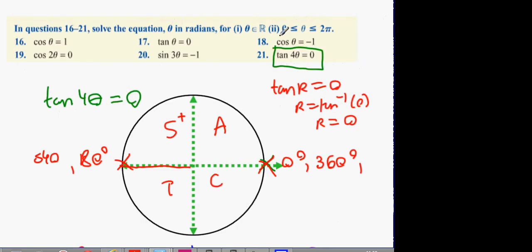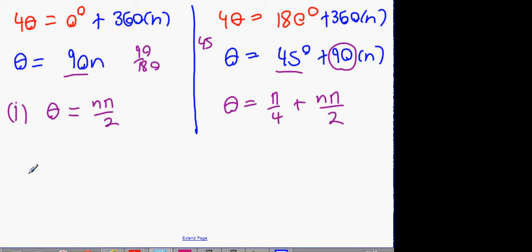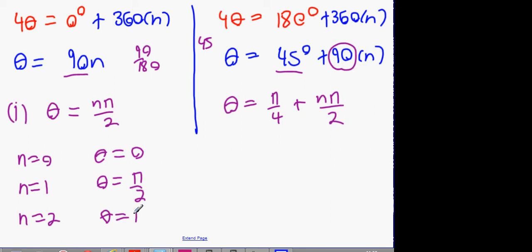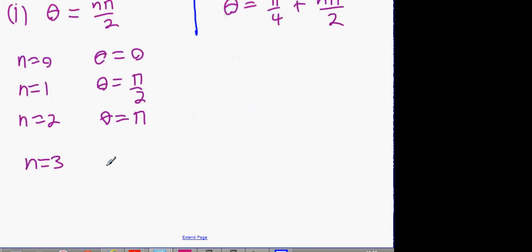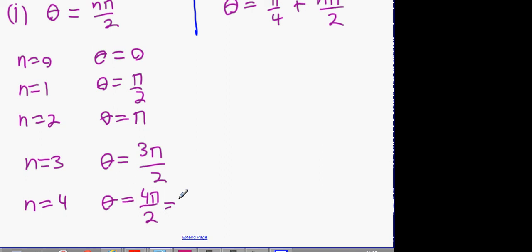Now guys, it wants me to find out how many angles are in between 0 and 2 pi. So let's begin. N equals 0, theta equals 0. N equals 1, theta equals pi over 2. N equals 2, theta equals pi. N equals 3, theta equals 3 pi over 2. N equals 4, theta equals 4 pi over 2, which is 2 pi. Do I have to stop there? Yes, because it's 2 pi.